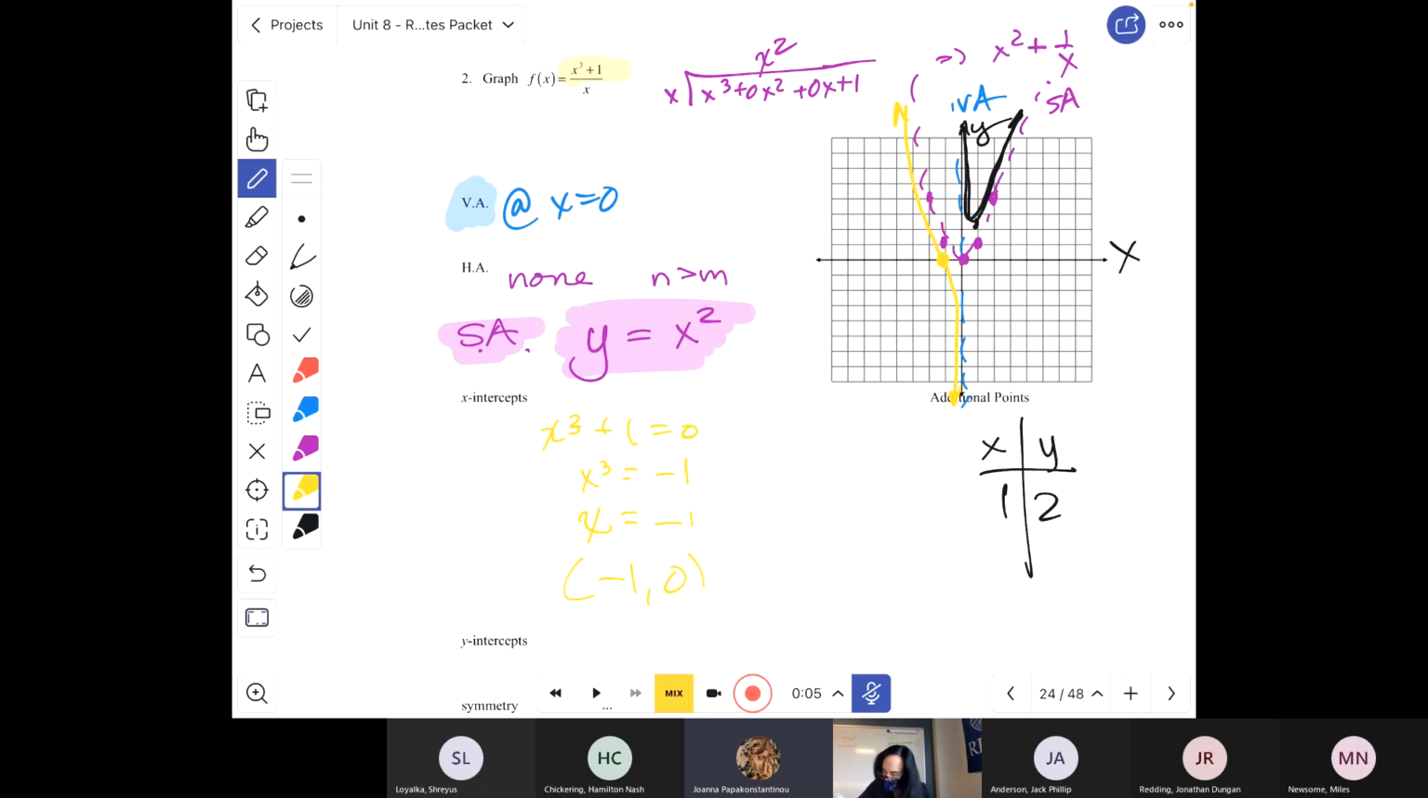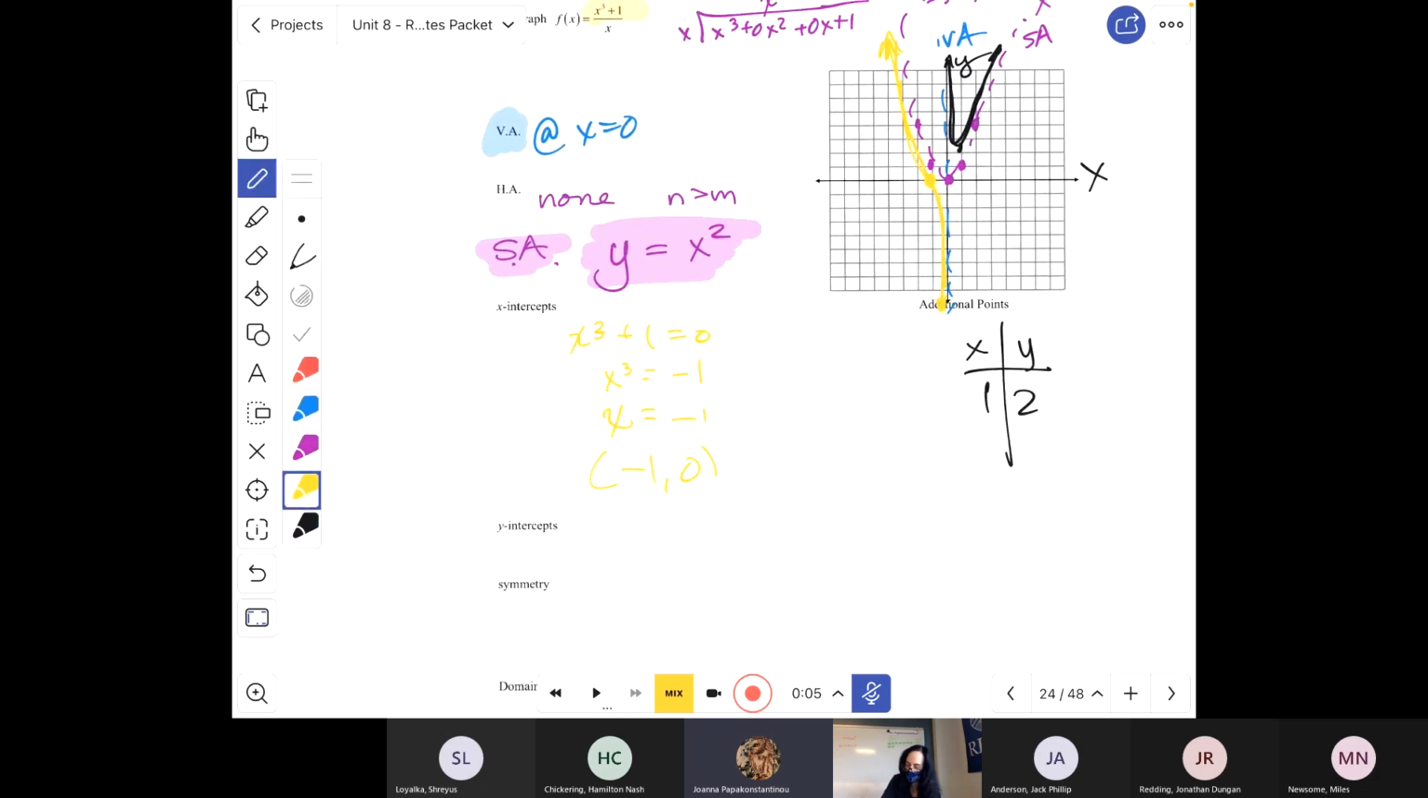So do you see the two pieces of this graph? The yellow and the black. Do I have any y-intercepts? None. Even, odd, or neither? That is so neither, it's not even funny, right? But you could verify that algebraically.